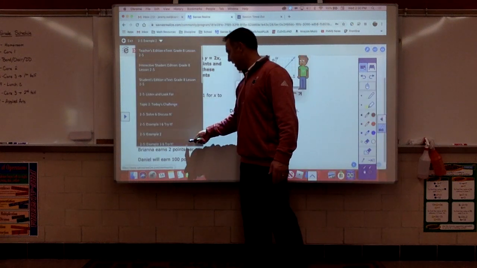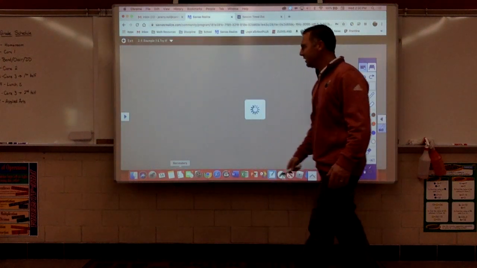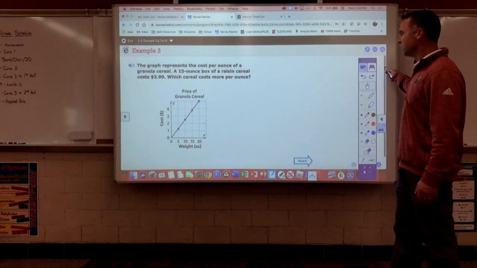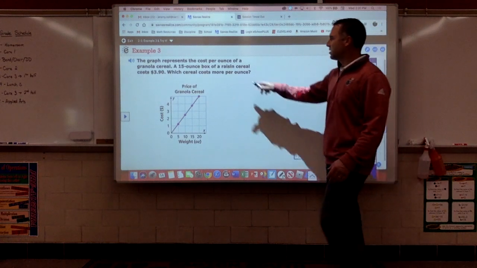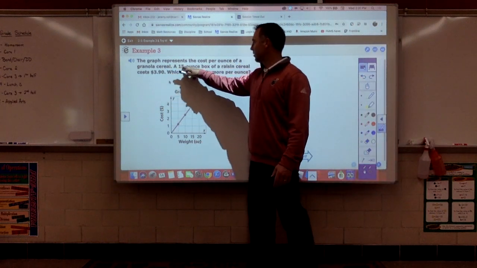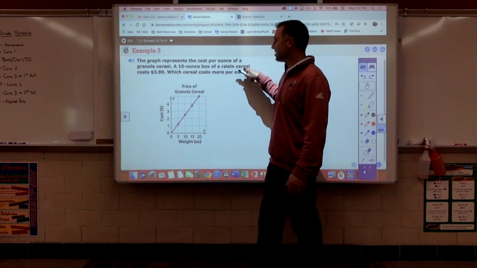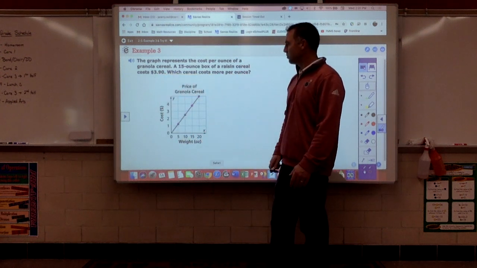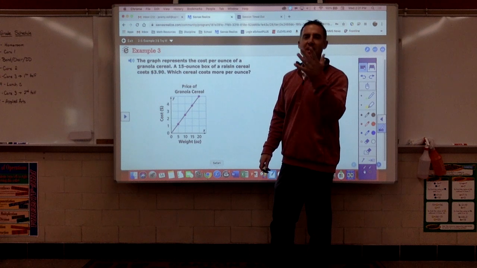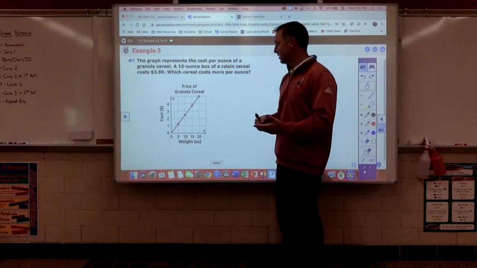Okay, let's go now. I think we're on page 119. Example number 3. The graph represents the cost per ounce of a granola cereal. The 15-ounce box of raisin cereal costs $3.90. Which cereal costs more per ounce? That sounds like we have to find the unit rate.